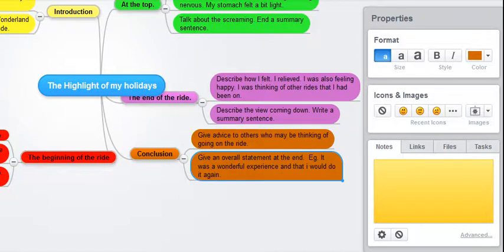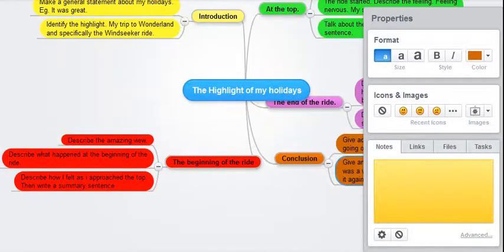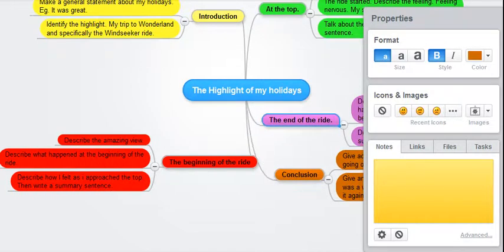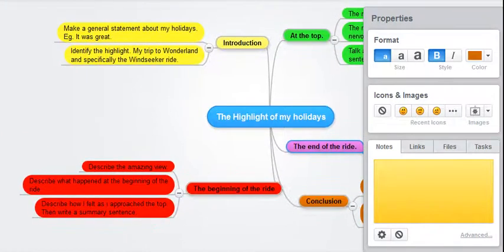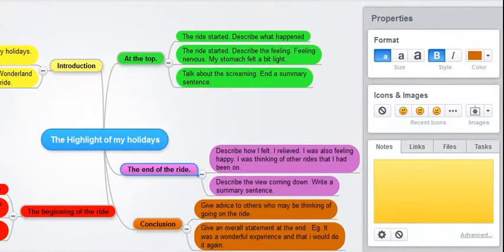Okay, so now we have our classic 5-paragraph essay, starting of course with the highlight of my holidays, which is a topic, moving to the introduction here, which talks about making a general statement and identifying the highlight, getting to the specifics of what we're writing about. Then we would talk about the beginning of the ride and all that we want to put into that paragraph. Then the next step would be getting to the top, what happened up there.